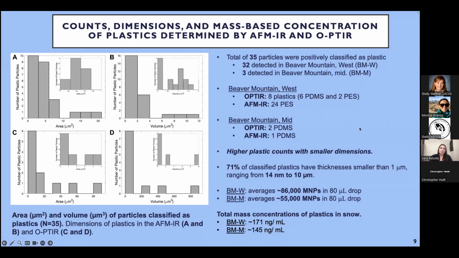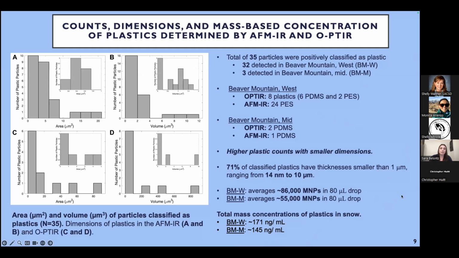And looking at the individual samples, using the plastic counts and extrapolating to an 80 microliter drop, we can average approximately 86,000 microplastic and nanoplastic particles in that subsample, followed by approximately 55,000 microplastics and nanoplastics in an 80 microliter drop in the Beaver Mountain Mid sample. So just a reminder that 80 microliters is quite literally a pin drop. So very, very, very tiny.